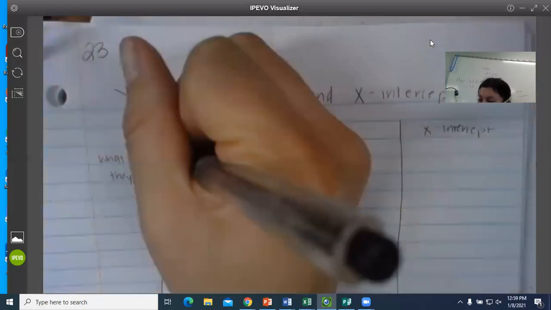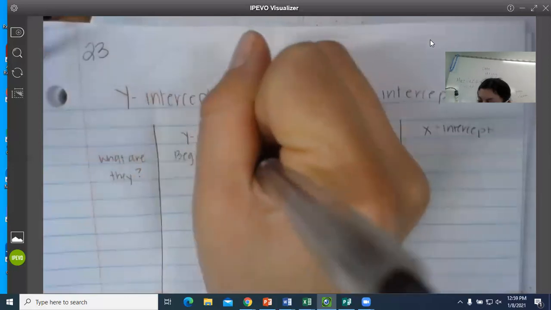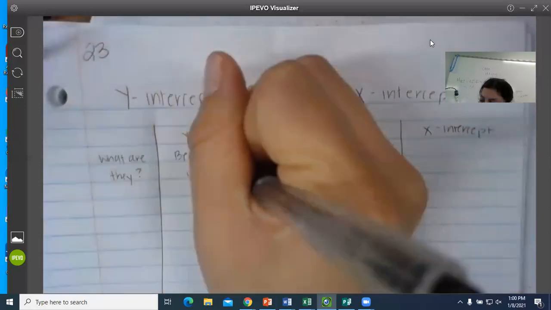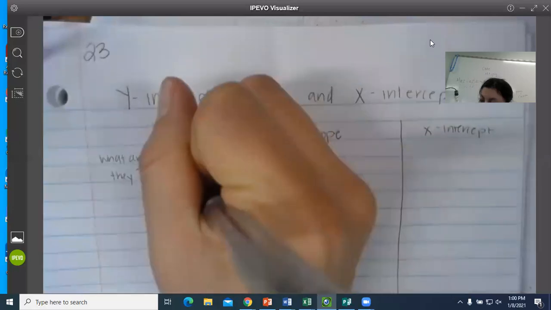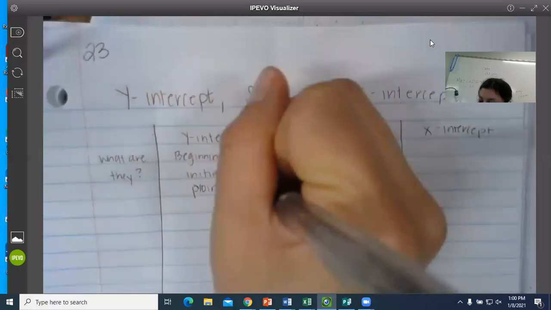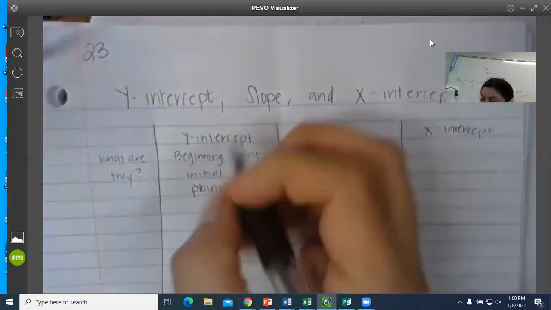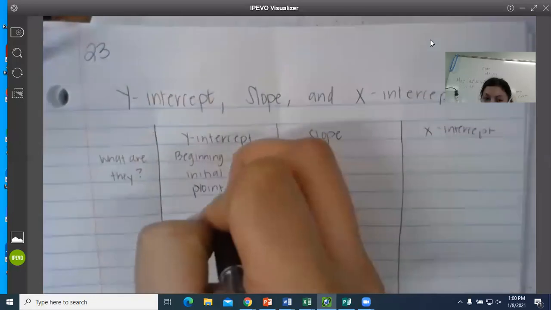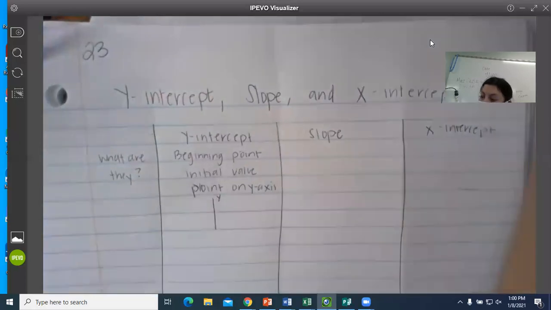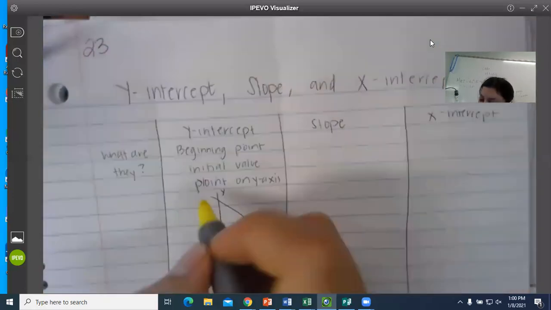So the Y-intercept is the beginning point. It's the initial value. It is the point on the Y-axis. So we have the Y-axis. It goes like this. That's the number line. Here's the Y, and wherever the graph crosses this Y-axis line, wherever the graph crosses that line, that's your Y-intercept.